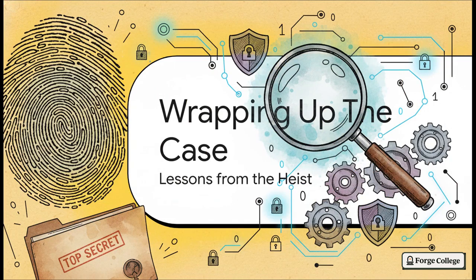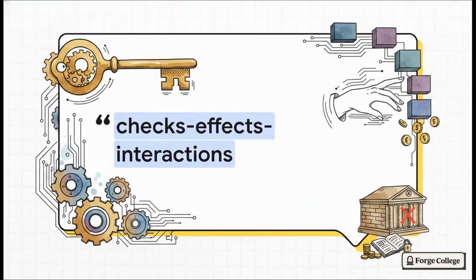Which brings us to Section 6, wrapping up the case. Lessons from the heist. Now that we've successfully reproduced and verified this exploit, let's close the case file and talk a bit about defense. To prevent this exact heist in the real world, you absolutely must adhere to the golden rule of smart contract mitigation.